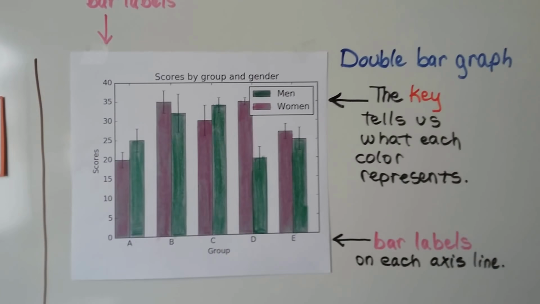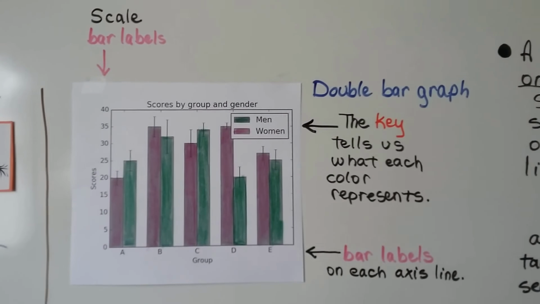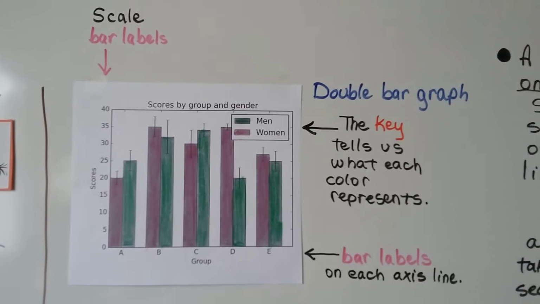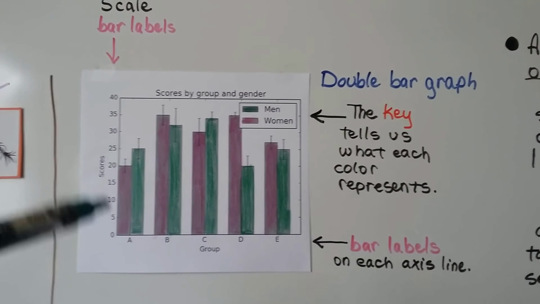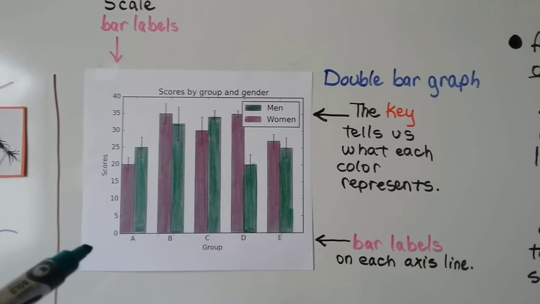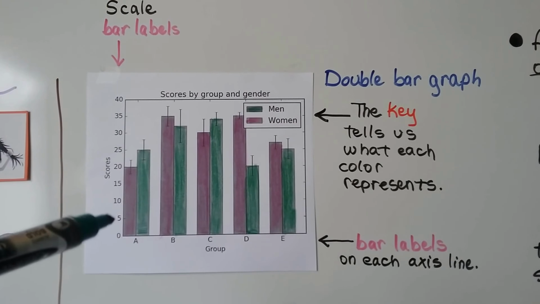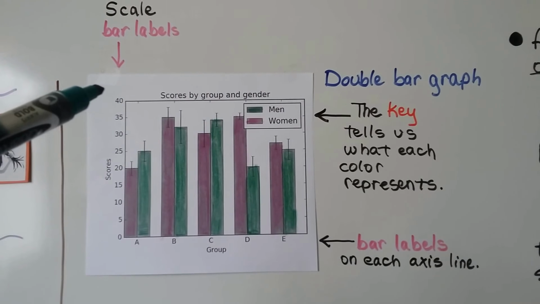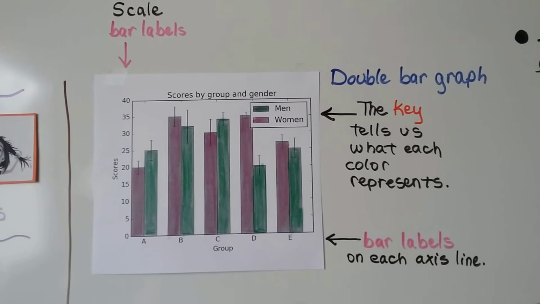This one's a double bar graph, and we've got two different colors. You can see that up in this corner in the box there's a key. It tells us what each color represents. Coming along the sides here, we have labels. This is a scale. You can see it changes by increments of 5 as it goes up. And then this is a label showing what the names of the groups are. See?